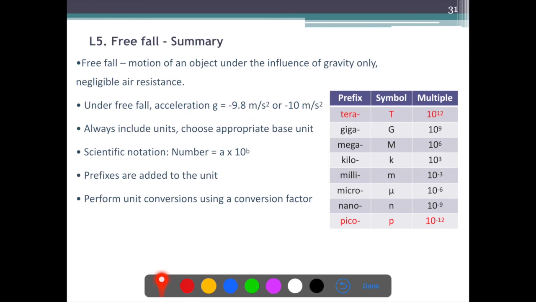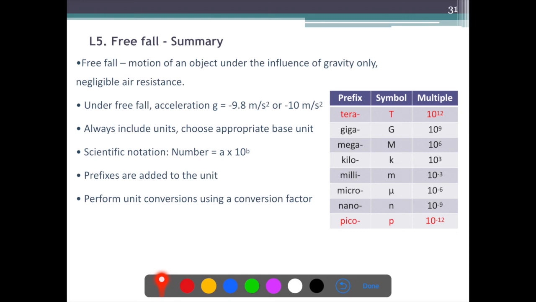And essentially, that's this lecture here. We learned about free fall. It's the motion of an object under gravity only. The air resistance is negligible. And so the acceleration is called gravitational acceleration g, and it's constant. It's negative 9.8 meters per second squared. The negative tells us that the acceleration is always directed downwards.